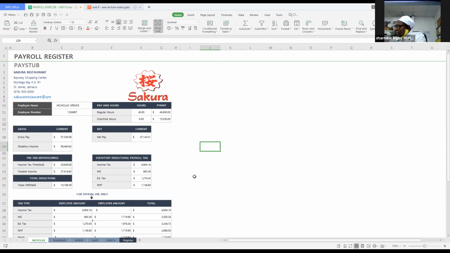Which is 45,000. And because the employee is being paid on a weekly basis, you're going to divide that by the number of weeks in the year, which is 52 weeks. And that should give you $865.38.